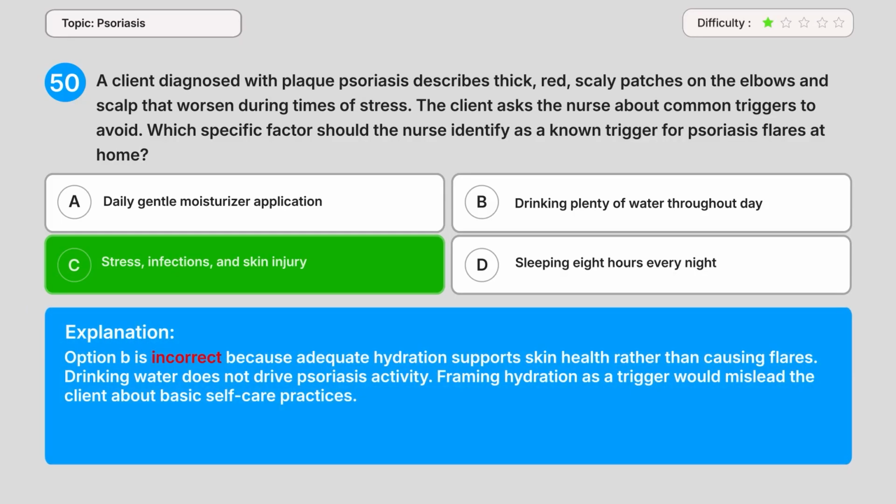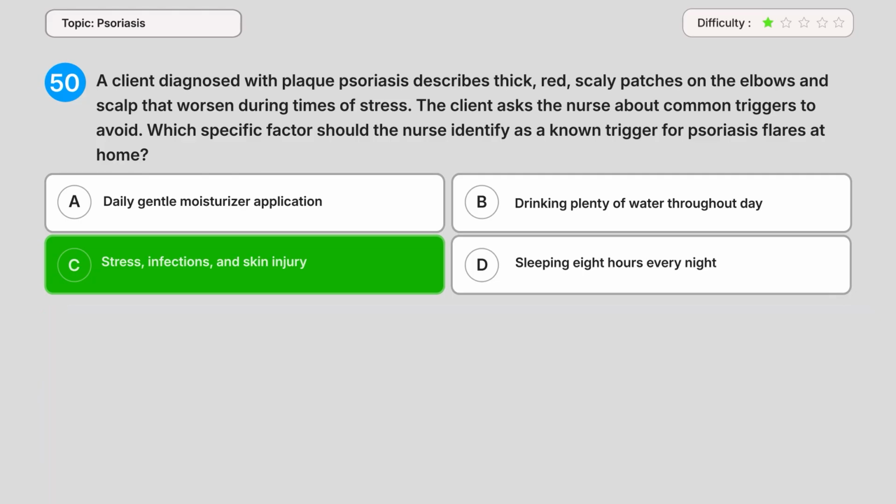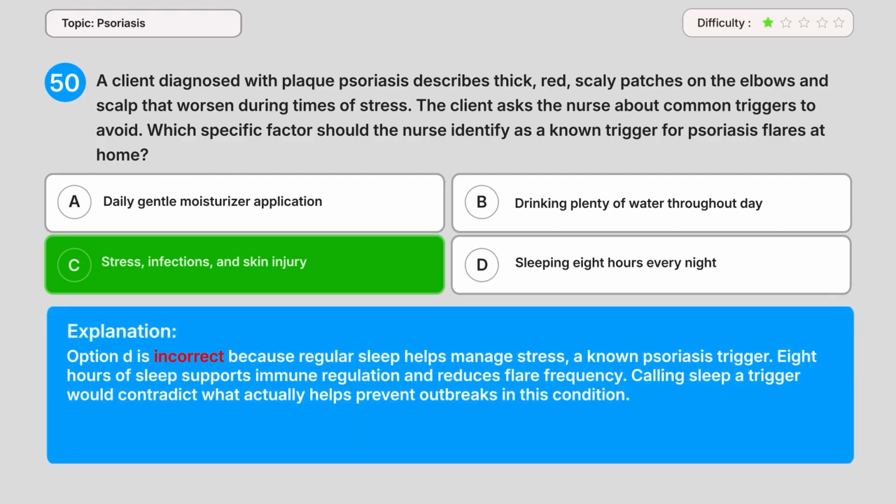Option B is incorrect because adequate hydration supports skin health rather than causing flares. Drinking water does not drive psoriasis activity. Framing hydration as a trigger would mislead the client about basic self-care practices. Option D is incorrect because regular sleep helps manage stress, a known psoriasis trigger. 8 hours of sleep supports immune regulation and reduces flare frequency. Calling sleep a trigger would contradict what actually helps prevent outbreaks in this condition.